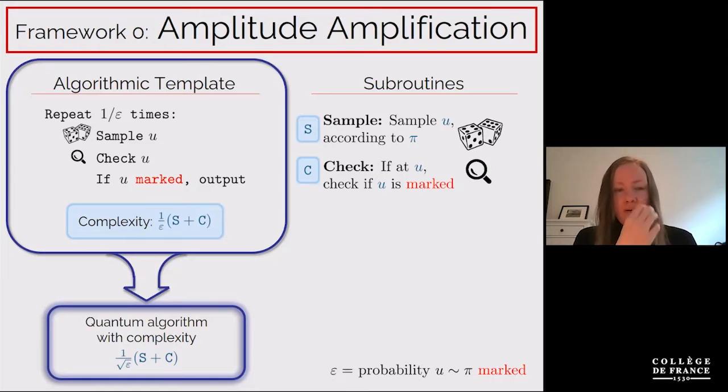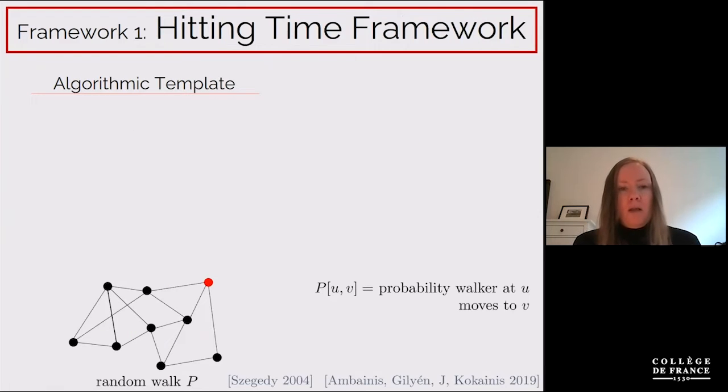So now that we are clear on what a framework is, I want to talk about a framework that's a generalization of this framework and based on a random walk. We start with a classical algorithm that's based on a random walk P on a graph, where P is represented by a transition matrix indexed by vertices, and the UV entry of P represents the probability that a walker at U will move to V. Some of the vertices in the graph are marked, shown in red here.